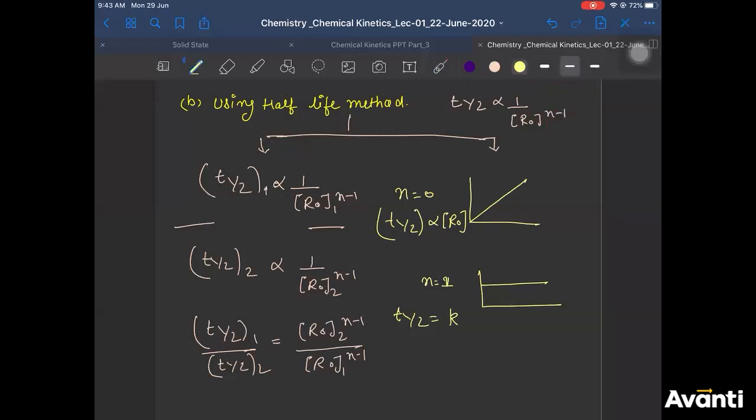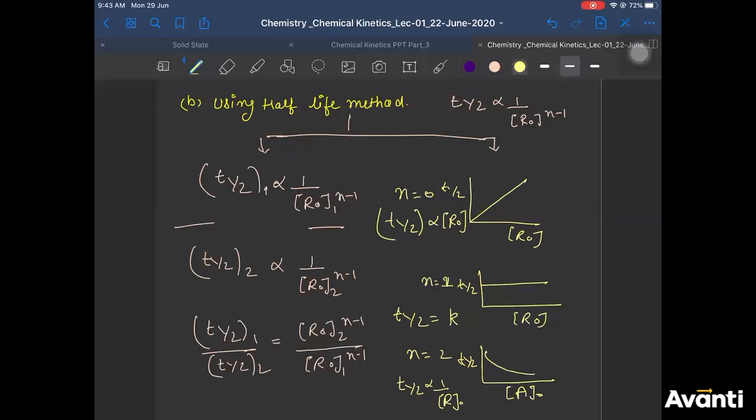The third graph is when your n is 2. Put the value of n as 2. So 2 minus 1 is 1, and you'll get R naught power 1. So t half is inversely proportional to initial concentration. This is your plot of t half versus initial concentration. Here you'll get a graph like this.